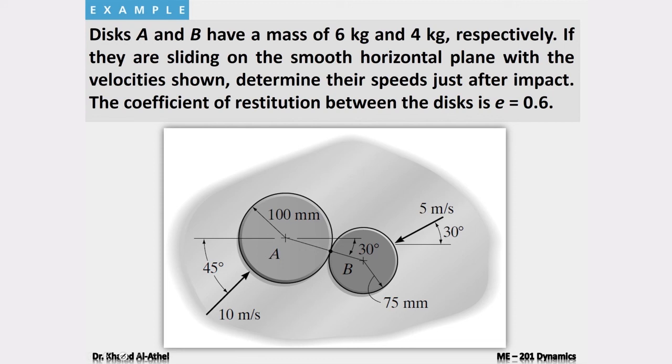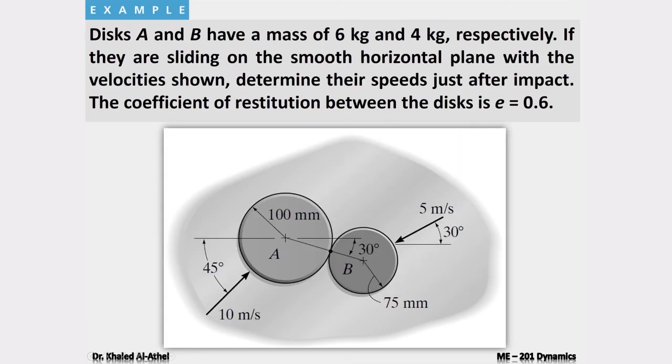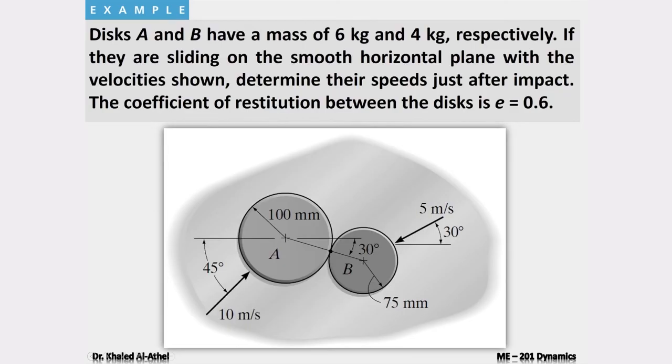So the first thing we need to do is draw a free body diagram to show all the velocities and the forces acting on it. So I have disk A and disk B. Disk A is bigger. So this is roughly disk A. This is disk B, as we have in the problem. Let me connect the centers of mass.